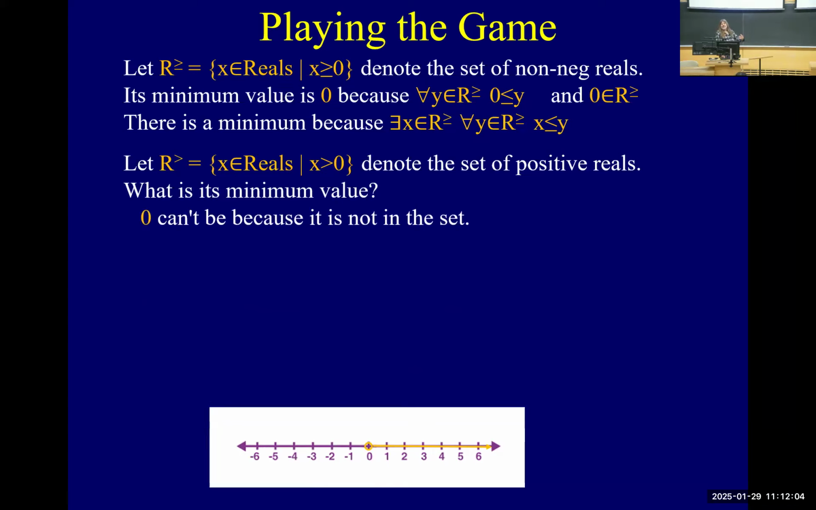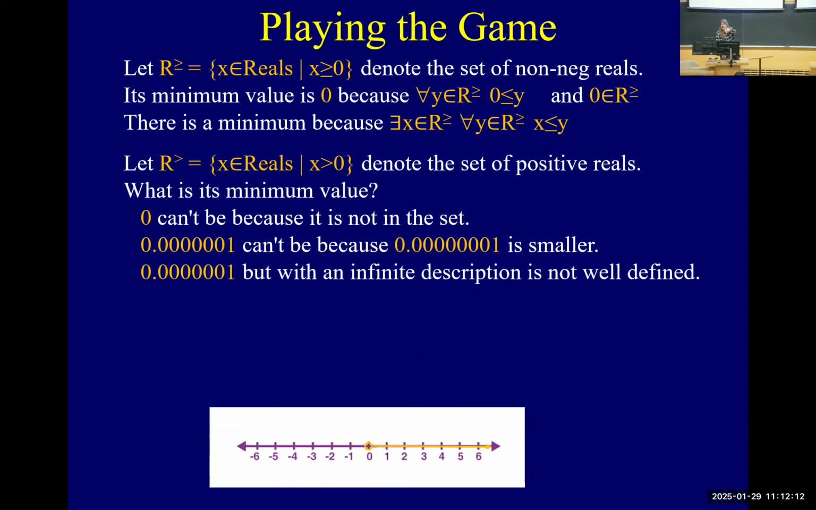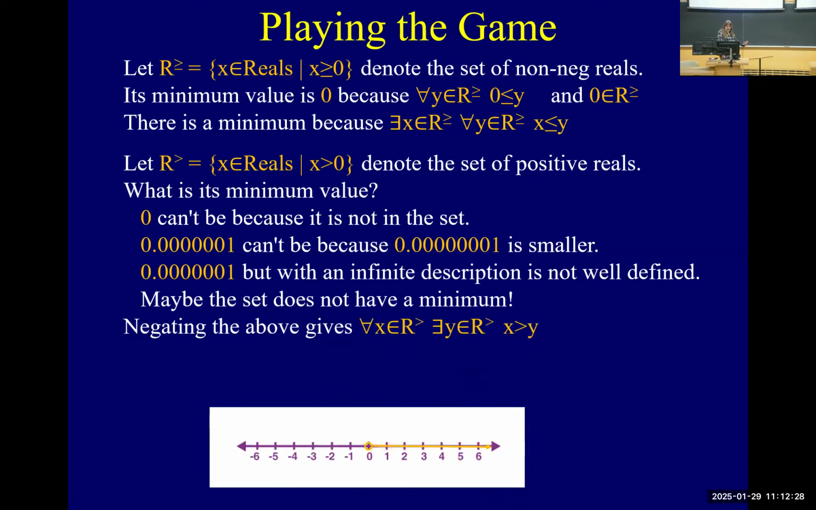Right? It can't be 0 because it's not in the set. Can't be 1 or this because there are smaller things, right? We're doing reals, not integers, right? You could say, well, it's like this, but with an infinite number of zeros, right? That doesn't work for me, right? Maybe it doesn't have a minimum, right?